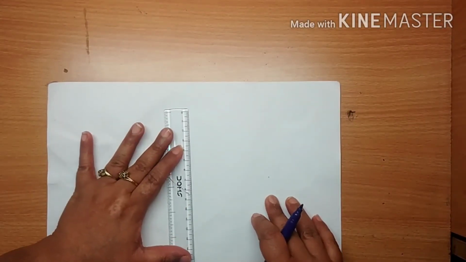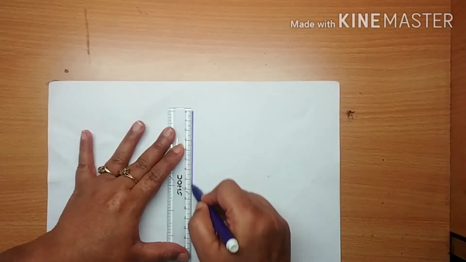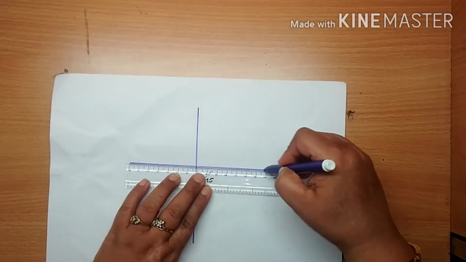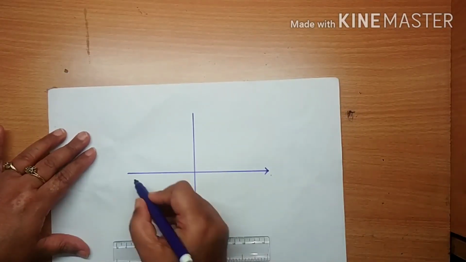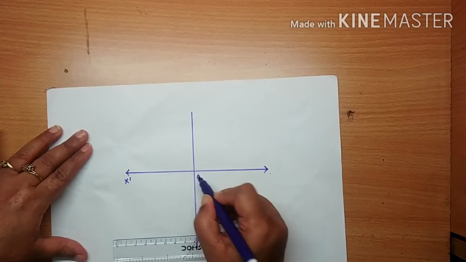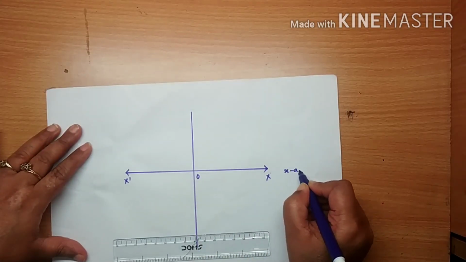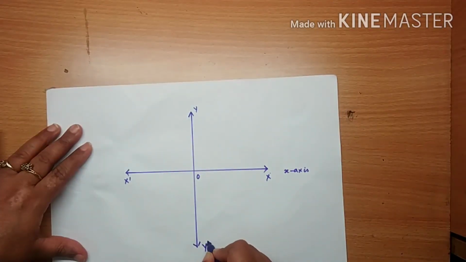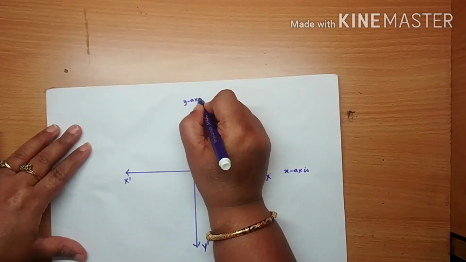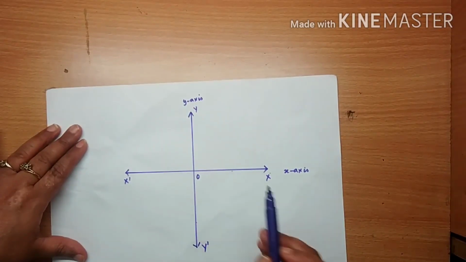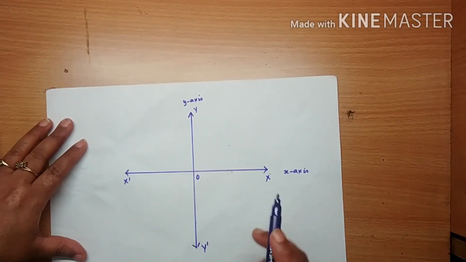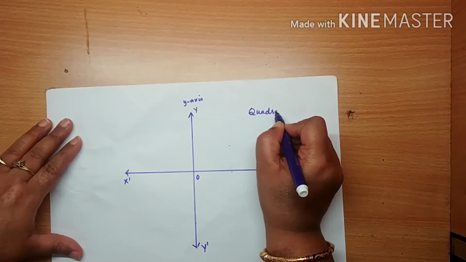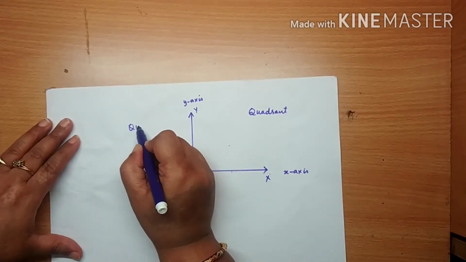I am taking another page and drawing the coordinate axes again. See here the coordinate axes. This is X', O, this is X, and this is the x-axis. The vertical line Y, O, Y' is the y-axis. Now these two axes divide this plane of the paper into 4 parts. Each part is called a quadrant.